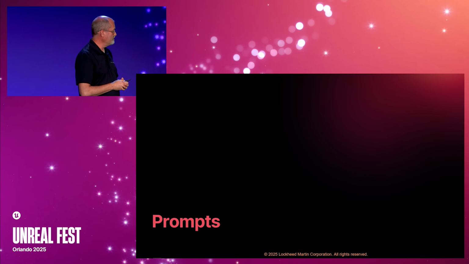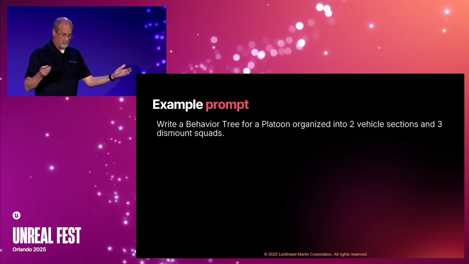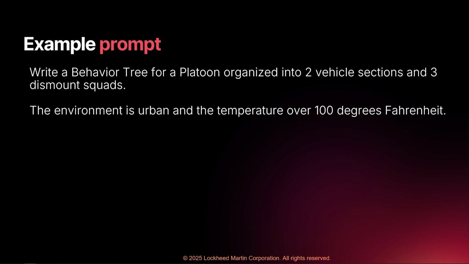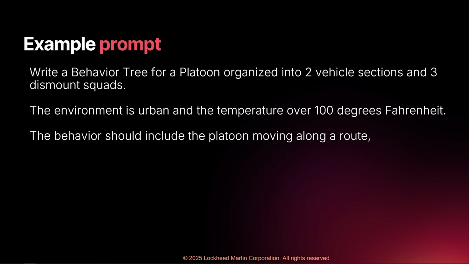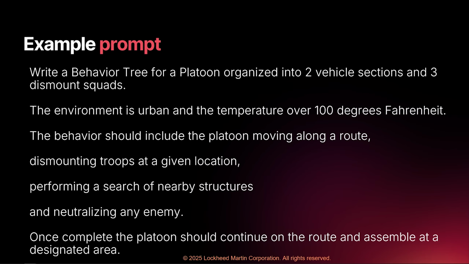All right, next let's take a look at a couple of prompt examples. Let's say, for example, we write this prompt: write a behavior tree for a platoon organized into 2 vehicle sections and 3 dismount squads. The environment is urban and the temperature is over 100 degrees. The behavior should include the platoon moving along a route, dismounting the troops at a given location, performing a search of nearby structures, and then neutralizing an enemy. Once complete, the platoon should continue on the route and assemble at a designated area.